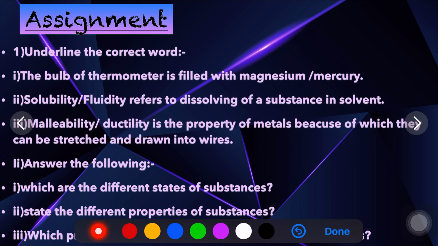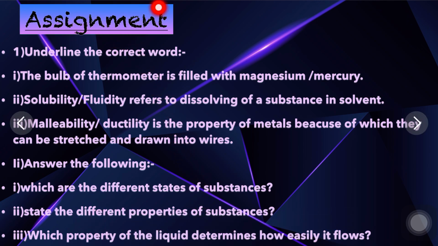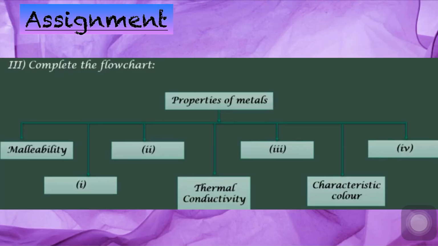So students, I want you all to do a small assignment based on this module. Question number 1, underline the correct word. Answer the following. Which are the different states of substances? State the different properties of substances. Which property of liquid determines how easily it flows? Complete the following flow chart.